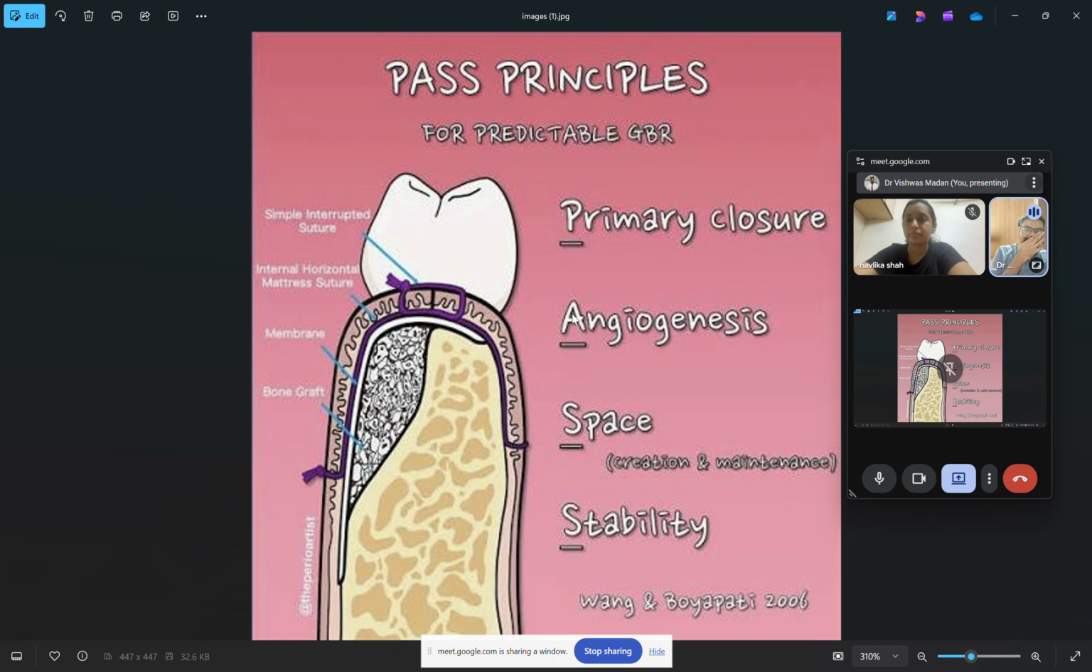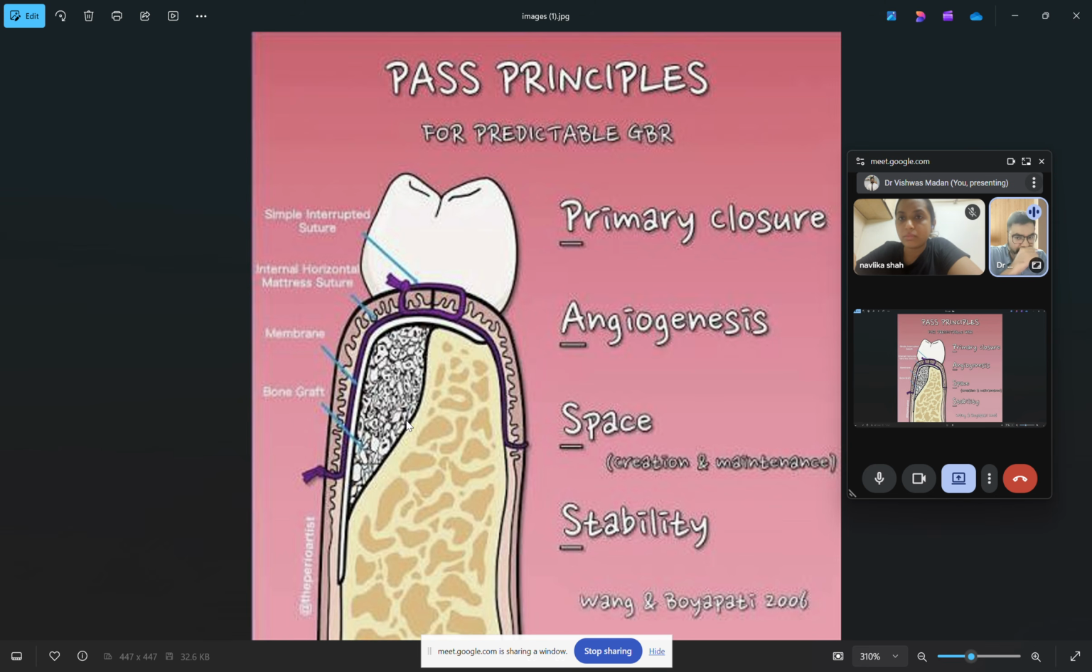Yeah. So with this infographic, we can understand primary closure, where we give the proper suturing and we achieve the passive flap closure, not with tension. It is easy to close. Okay. Angiogenesis, where the blood is coming in the graft, either from the flap side or from the bone side.